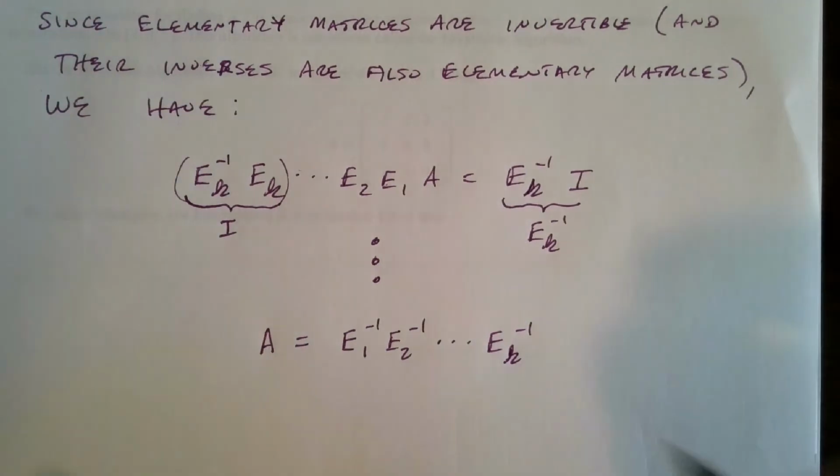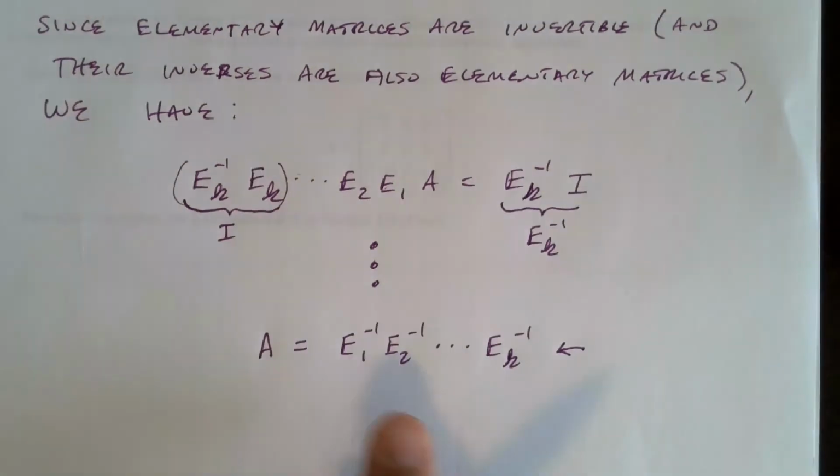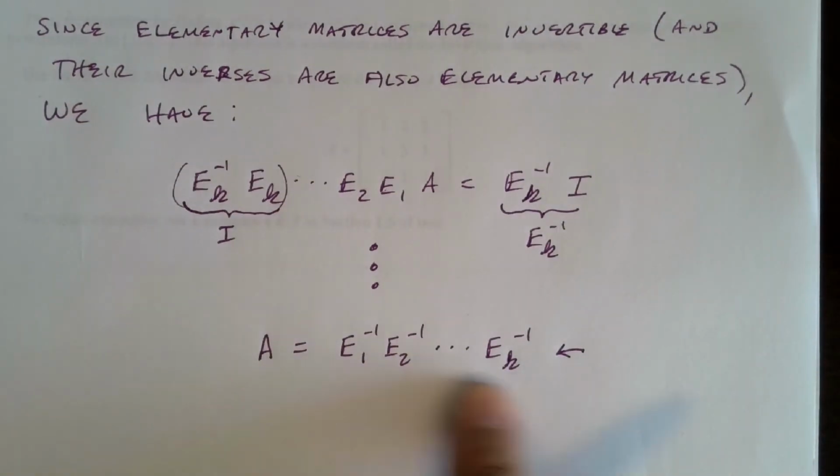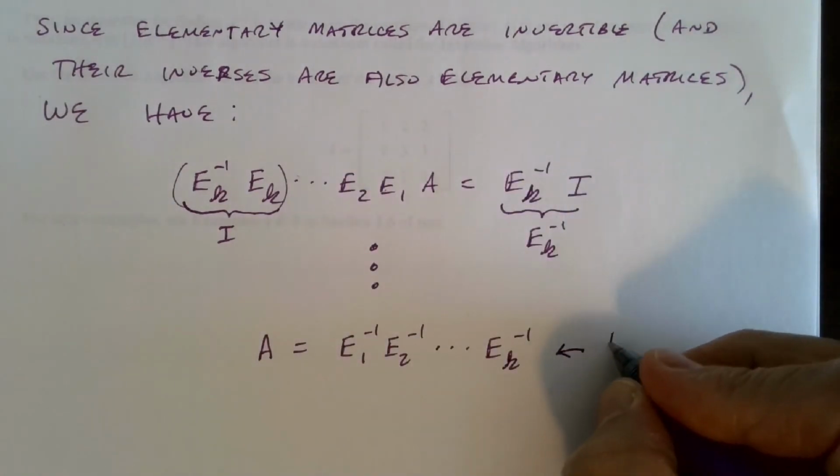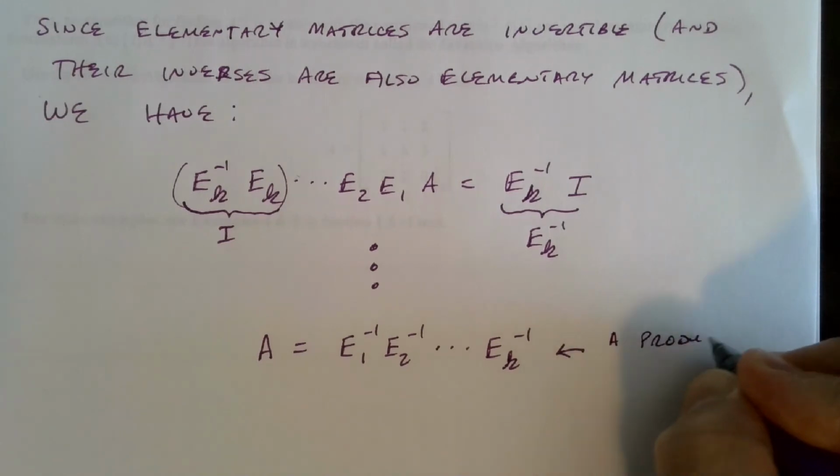Okay, but what do I have here? A is expressed how? As a product of these matrices, but these matrices are what? Also elementary matrices. So this is a product of elementary matrices.